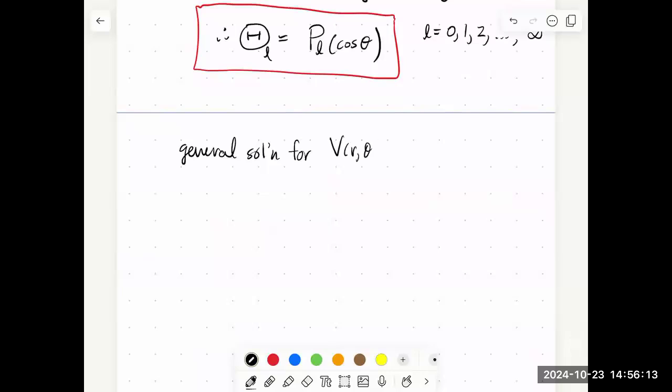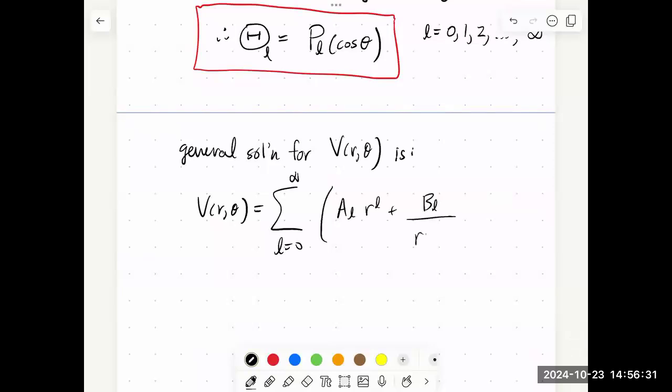V of R theta, when we have azimuthal symmetry, is V of R theta equal to the sum from L equals 0 to infinity of our R solution, which looks like this. R to the L plus 1, I think. Yeah. And then our theta is given by the Legendre polynomials.